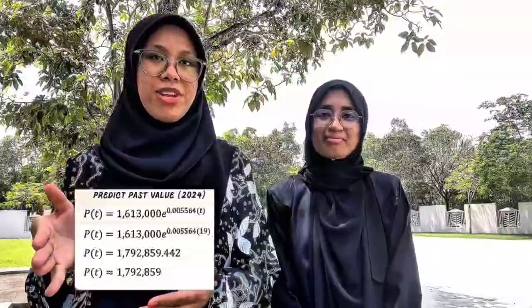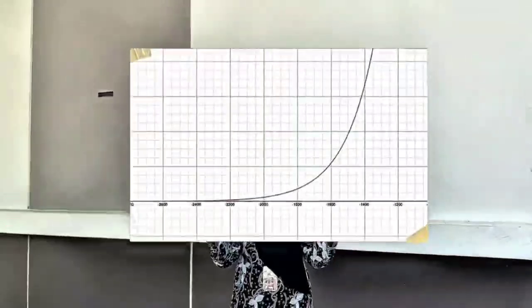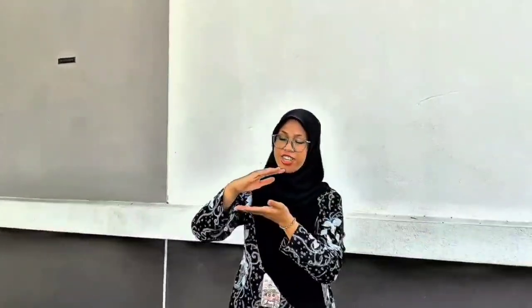For the predicted past value, we choose 2034, and this is what we got for the past value. For the future value, we choose 2027, and the value we got is ta-da! So this is the exponential graph of the particular solution, full version. And for the zoomed-in version, as you can see, the graph does not touch the horizontal asymptote. This is the table of data population comparison in Montevideo, between actual value and particular solution from 2005 until 2034.